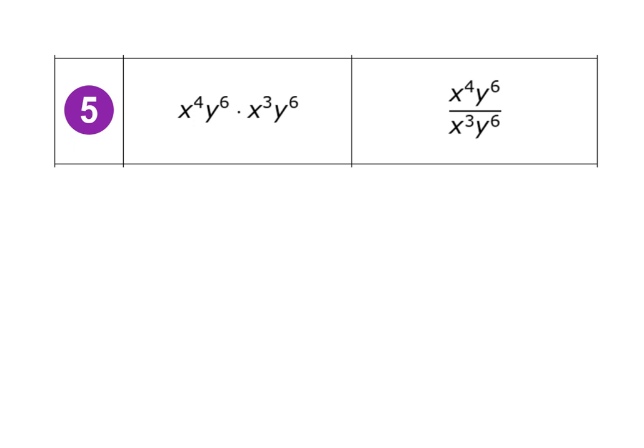Now in this question, we have a second variable in the mix. We'll have to recognize that we have to have the same bases in order to be able to apply the exponent laws. So in the first part of this question, the x to the power of 4 can be multiplied with the x to the power of 3. This will be x to the power of 4 plus 3, or x to the power of 7.